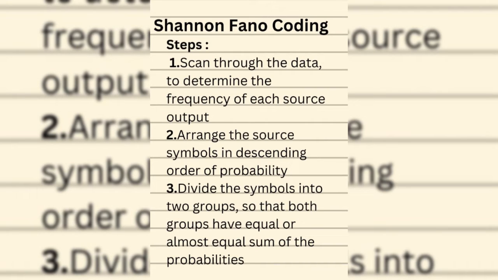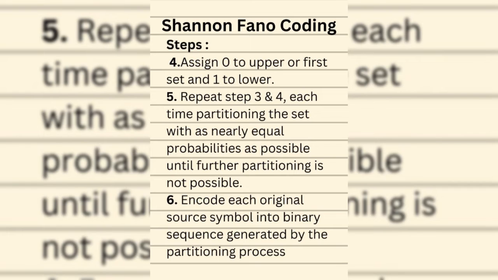Divide the symbols into two groups so that both groups have equal or almost equal sum of probabilities. Assign 0 to the upper or first group and 1 to the lower or second. Repeat steps 3 and 4, each time partitioning the set with as nearly equal probabilities as possible, until further partitioning is not possible. Encode each original source symbol into the binary sequence generated by the partition.